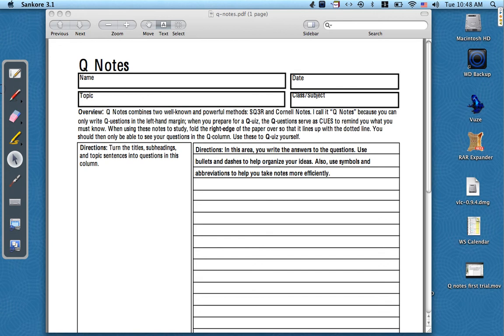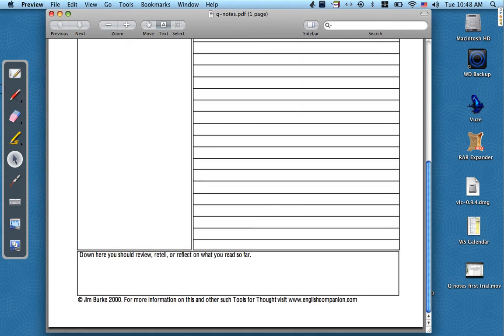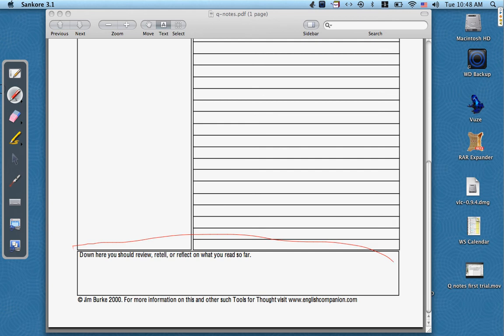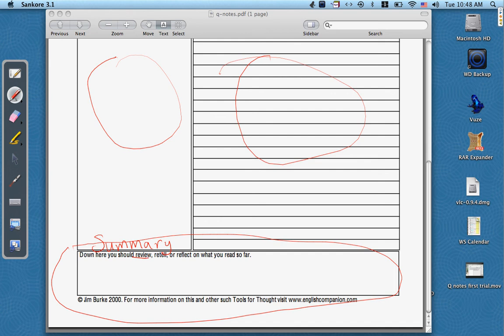Okay, if we can get there, right? So now we're going to use this section down here, this blank section, right? So now this is something, again, that you do after you take your notes up here, after you've done your titles or your questions, right? In this section, remember, you're summarizing. You're making a summary, right? You're reviewing and retelling. So you're taking the main ideas from this section, from your notes, and you're writing it in your own words.